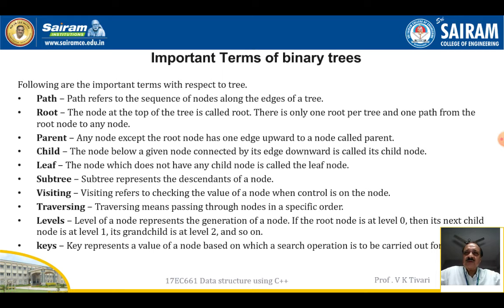Parent. Any node except the root node has one edge upward to a node called parent. Child. The node below a given node connected by its edge downward is called its child node. Leaf, subtree, visiting, traversing. Traversing means passing through the nodes in a specific order. Levels of a node represent the generation of a node. If the root node is at level 0, then its child will be at level 1 and its grandchild will be at level 2, and so on. Keys represent the value of a node based on which a search operation is to be carried out.